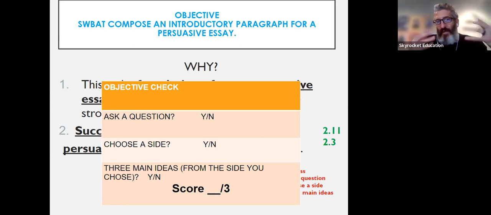We said our objective today was to compose an introductory paragraph for a persuasive essay. Folks, if you got a 3 out of 3 on this, give yourself some snaps because you mastered today's objective. If you're a 2 out of 3, a 1 out of 3, or a 0 out of 3, I've made note of who those folks are. I'm going to check in with you individually. We're going to get you up to speed as fast as possible, right?